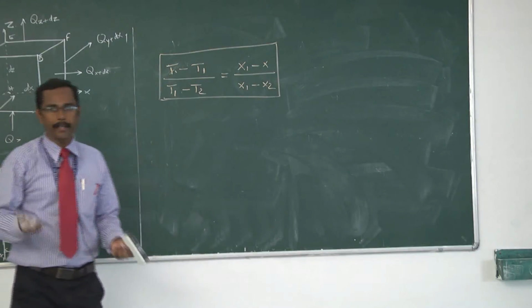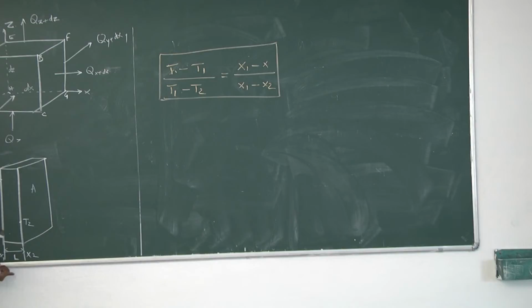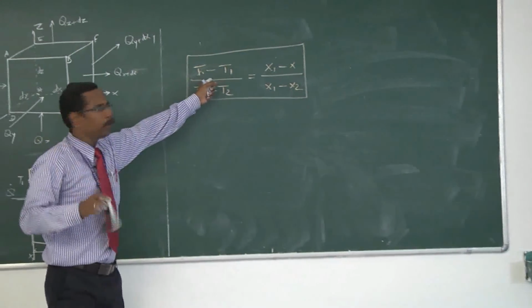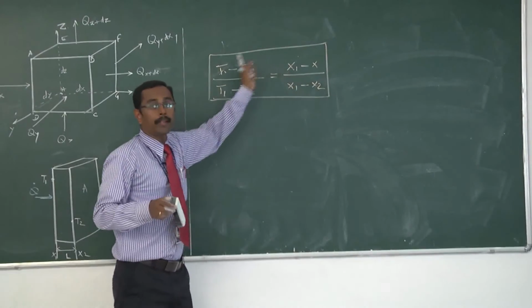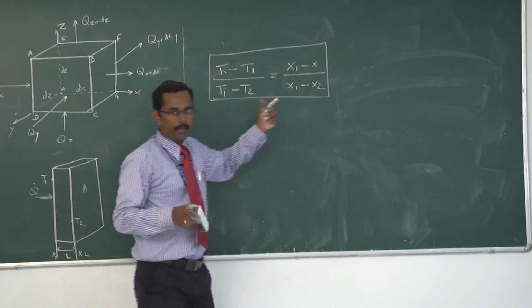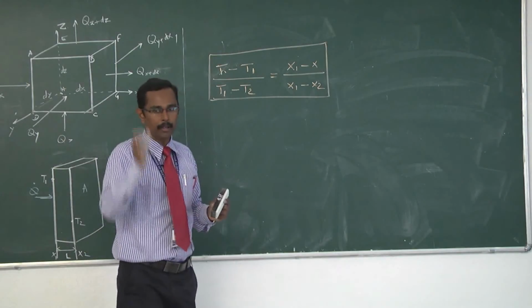If you want to find out the temperature at any point between x1 and x2, we can get the value of temperature, or if we want to know the distance at two different temperatures, we will get the x value. So, this is the temperature distribution equation for this one dimensional layer.